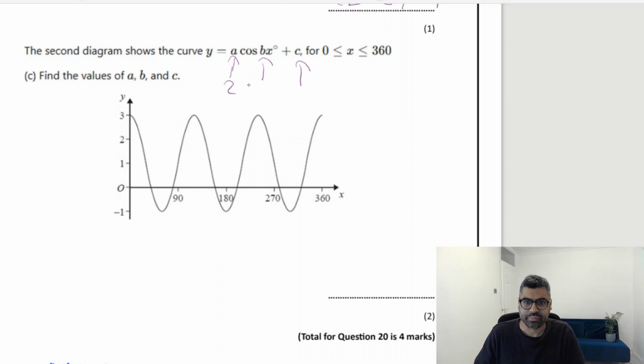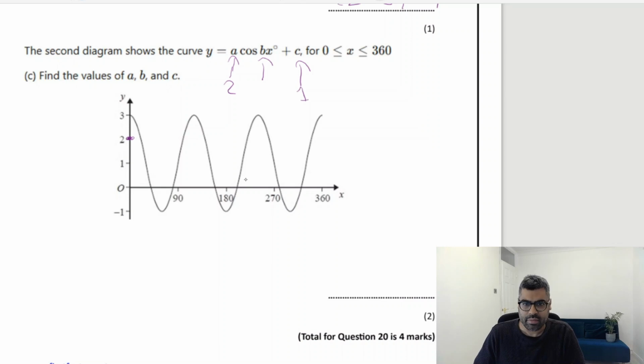Let's do C first before we come back to B. So for C, that's going to be our movement along the y-axis. So now you have to think we've now stretched it along the y-axis. So our normal cos curve starts at 1. We've stretched it now here to 2. We moved it up by 1. So that means we can have 1 for our value of C.